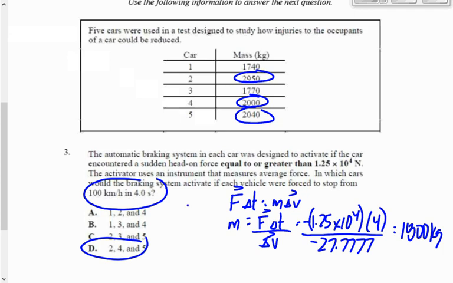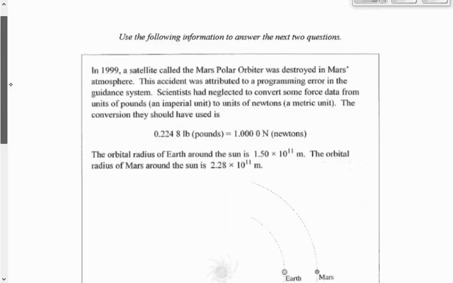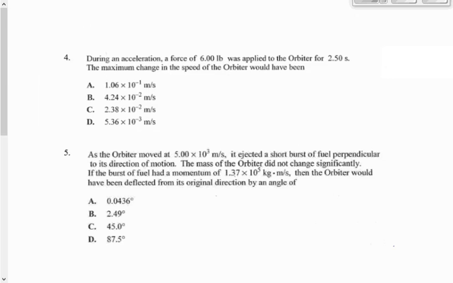Number 4. Here's a satellite. I don't care about most of this, right? We rarely do. What's the question say? Oh, here's a force, here's a time, what's the change in speed? Force and time, think impulse. We're looking for delta v, it's F times delta t over m. All we're going to do here is multiply, oh, wait a sec, the force is in pounds? That's odd. That's okay.